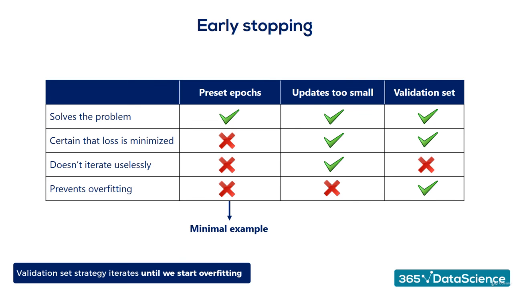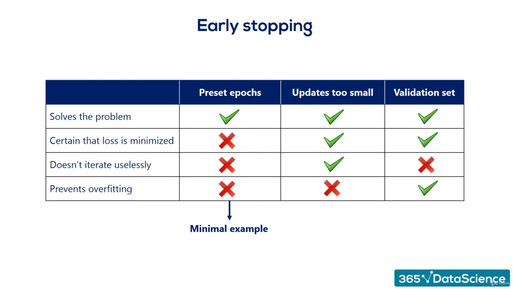However, it may take our algorithm a really long time to overfit. It is possible that the weights are barely moving and we still haven't started overfitting. That's why I like to use a combination of both methods. So, my rule would be: stop when the validation loss starts increasing or when the training loss becomes very small.